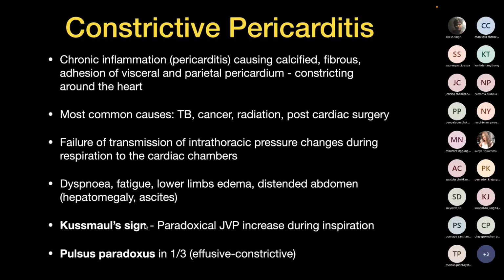A sign that we can find is Kussmaul sign. So as the patient takes a deep breath in, jugular venous pressure increases. In a normal person, it should decrease. And yes, pulsus paradoxus, again, we can find in some cases if there's still a little fluid left in the effusive-constrictive type.